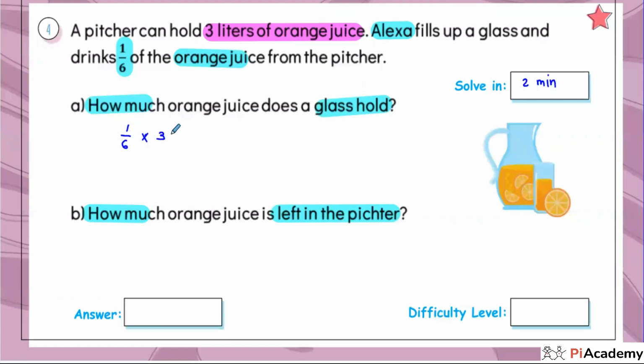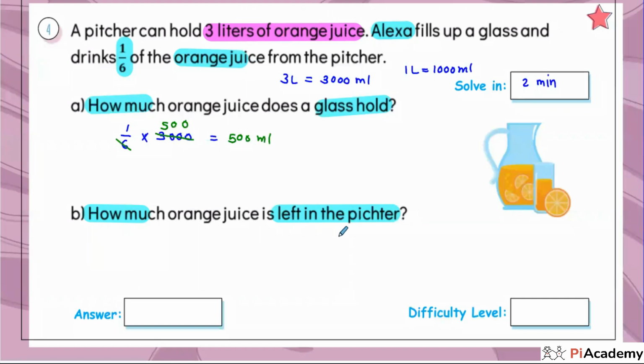Here either you can keep liters as it is, or if you want to convert your liters into ml, then you can convert it into 3000 ml, because we know that 1 liter equals 1000 ml. So 1/6 of 3000, it's very clear. You can cancel this and you will get 500 ml as the answer. So the glass can hold 500 ml.